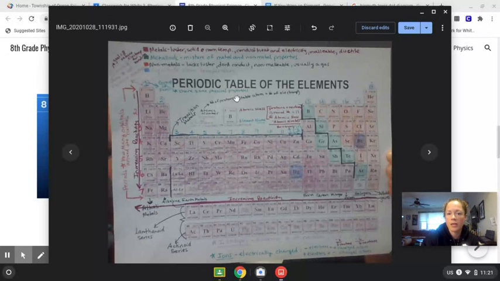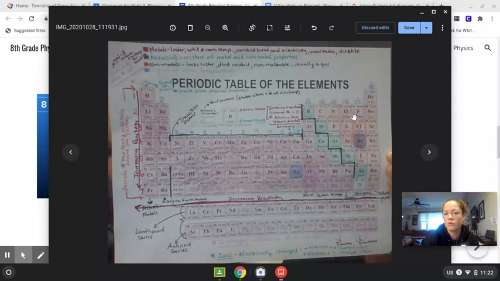A metalloid is this staircase over here that's green. Metalloids have properties of metals and nonmetals, so they are semi-conductive, for example. So if one of these elements is what you're using for your project, then for the question on the rubric, does it conduct? Is it conductive? You would say that it's a semiconductor.